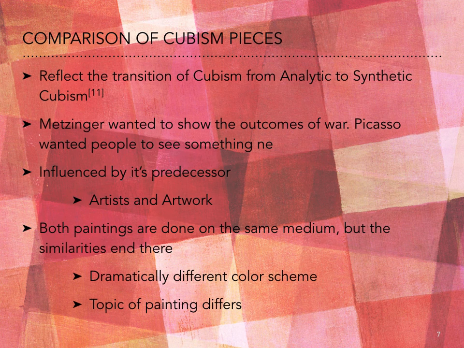In comparing the two pieces from Picasso and Metzinger, they both reflect the transition from proto-cubism, seen in Picasso's painting, and in Metzinger's into crystal cubism, which was at the end of the Cubism art period. Both paintings are done in the same medium, but the similarities really end there. They have a dramatically different color scheme, where you see that Picasso's has many natural neutral tones, and Metzinger's really creates the vibrant difference between black, red, and green.